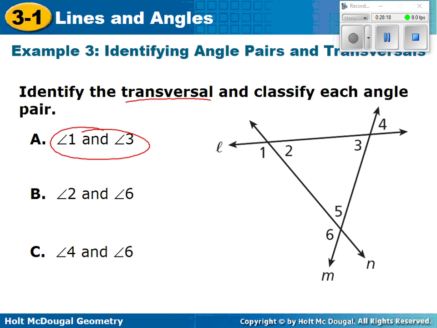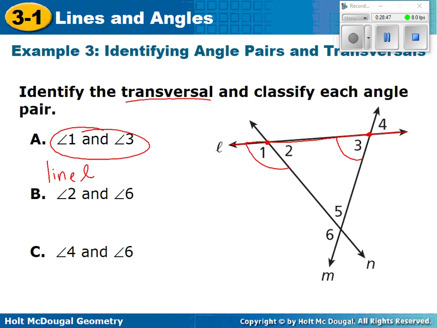Okay, so 1 and 3. So if you look at angle 1 and angle 3, they want you to name which line is the transversal that creates angles 1 and 3. So which line's the transversal? Line L. And if you're not sure, locate the vertex for angle 1, locate the vertex for angle 3. The line that connects those two vertices is the transversal. So line L connects those two vertex points.